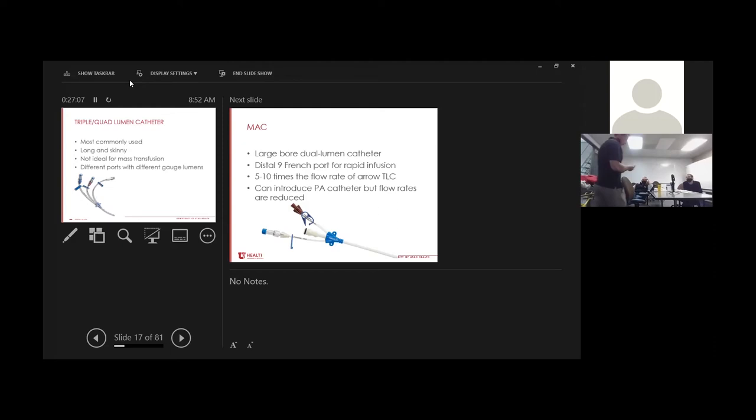So this is actually a double lumen catheter, but it's the same small bore. This is pretty much what a triple and quad lumen looks like. I don't have one. So this is what you're going to see most commonly, a small bore IJ catheter.